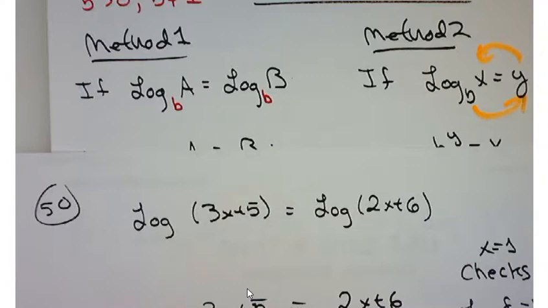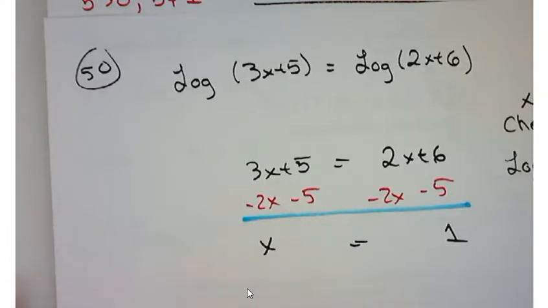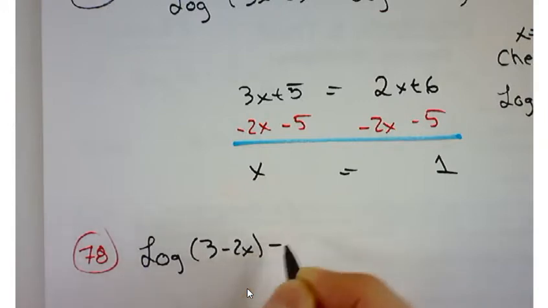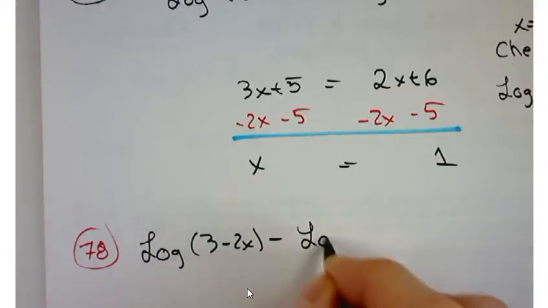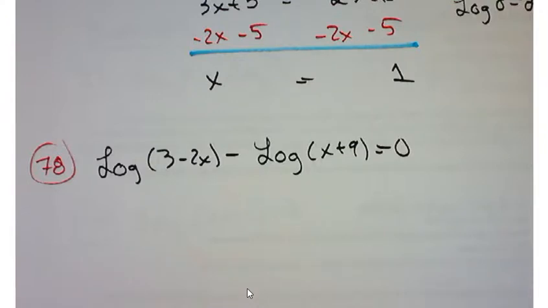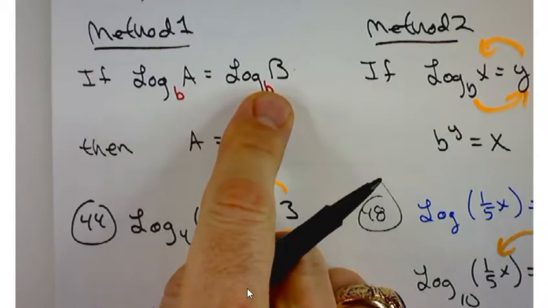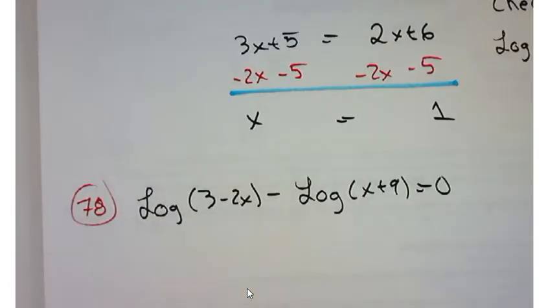Yeah. So problem number 78. Let's take a quick look there. Problem 78. You've got the log of 3 minus 2x minus the log of x plus 9 equals 0. Can I just get rid of the logs? It's because of the minus sign. To get rid of the logs, what do I need? I need to have the log of something equals the log of something else. So I don't have that right now. I've got log of something minus log of something equals 0. I can't do it.